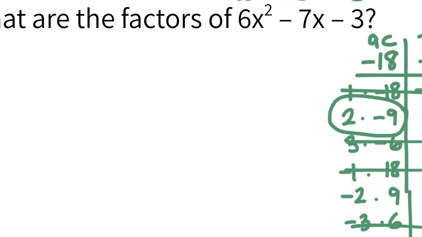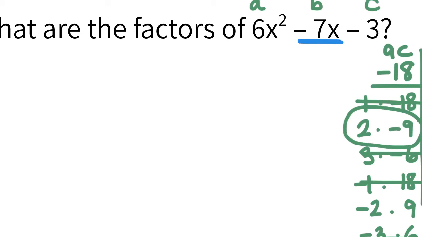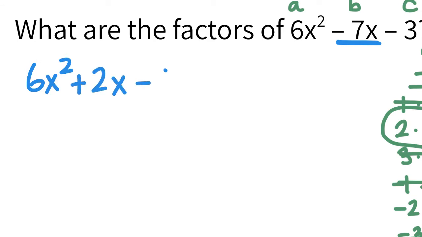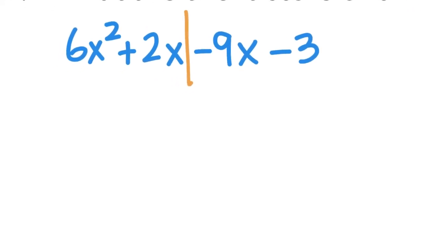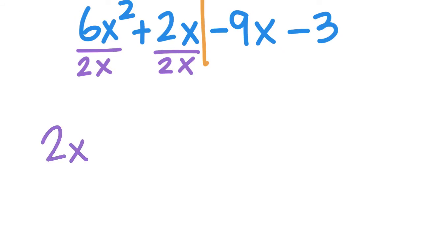Okay, so I'm going to rewrite that polynomial, but I'm going to change negative 7 to positive 2 and minus 9. So I have 6x squared positive 2x minus 9x minus 3. Okay, then we'll cut that down the middle. And looking at the first two, they both have x's, so I can divide by x. But they're also both even numbers, so I can divide by 2. So I'm going to write down my 2x, and then let's see what happens when we do our dividing.